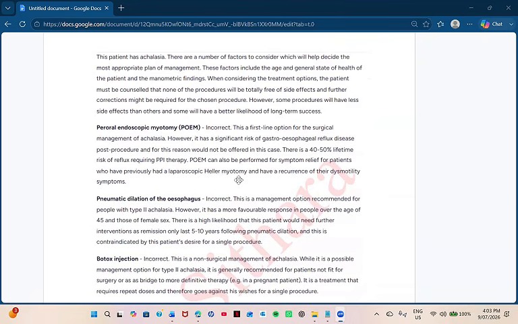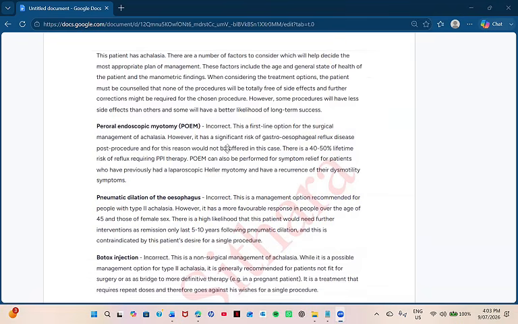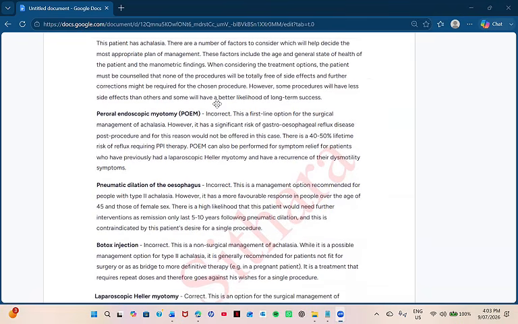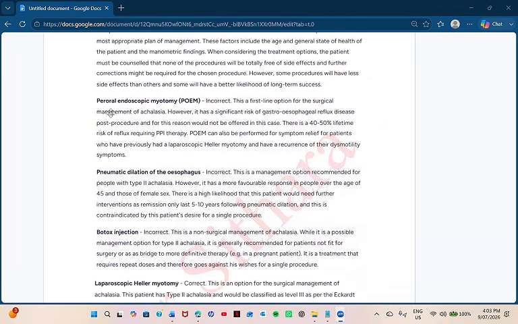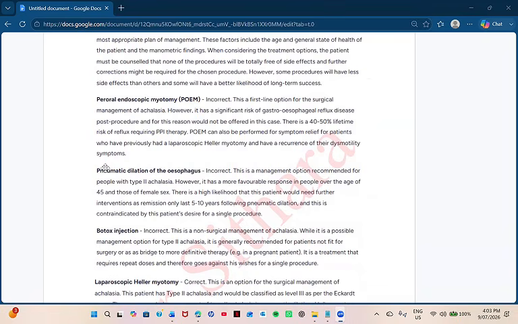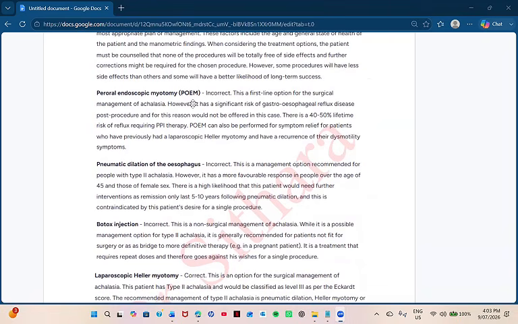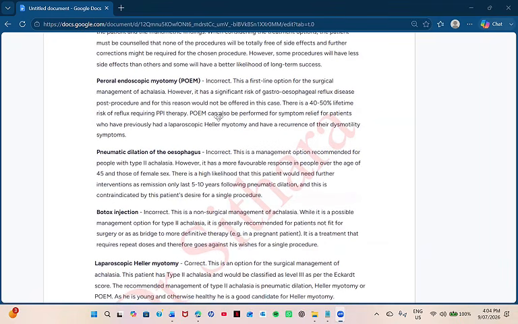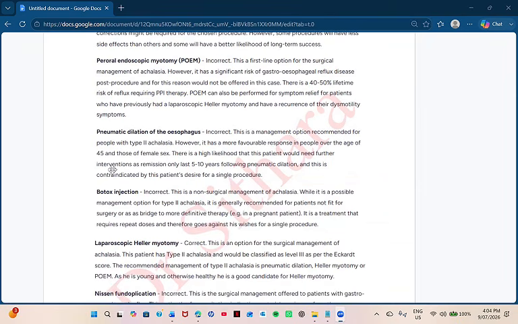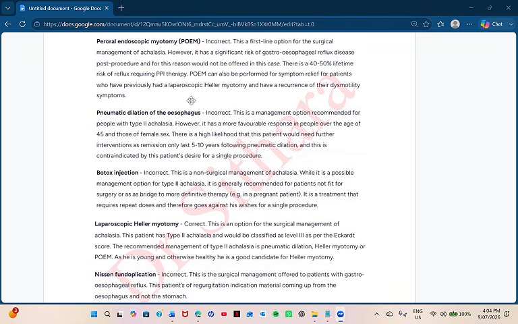However, some procedures will have fewer side effects than others, and some will have a better likelihood of long-term success. So, peroral endoscopic myotomy, incorrect. This is a first-line option for the surgical management of achalasia. However, it has a significant risk of gastroesophageal reflux disease post-procedure, so for this reason it would not be offered in this case. Right. So, pneumatic dilation of the esophagus.